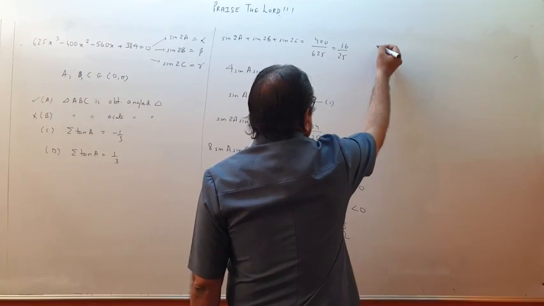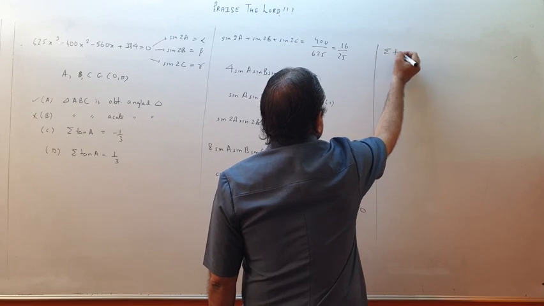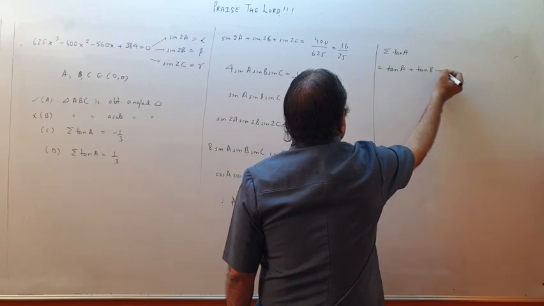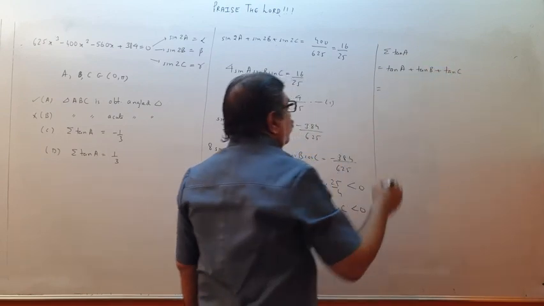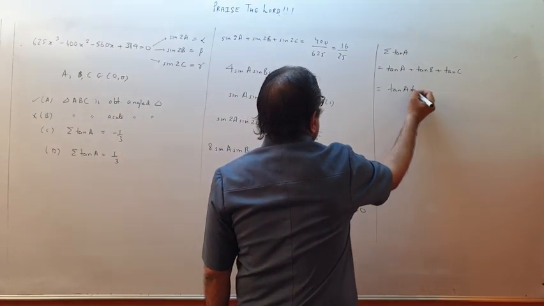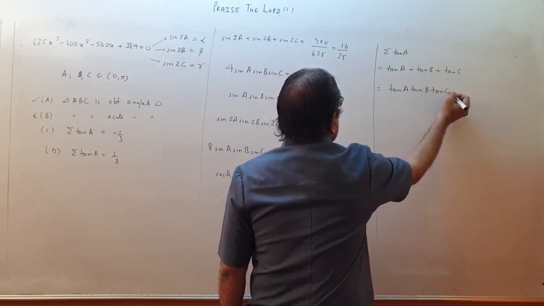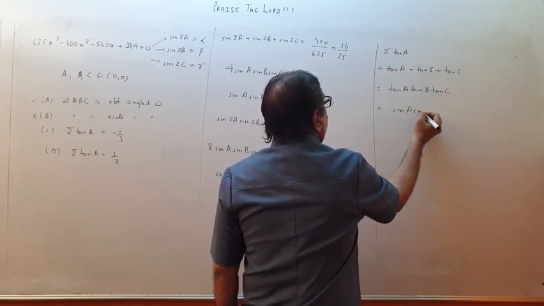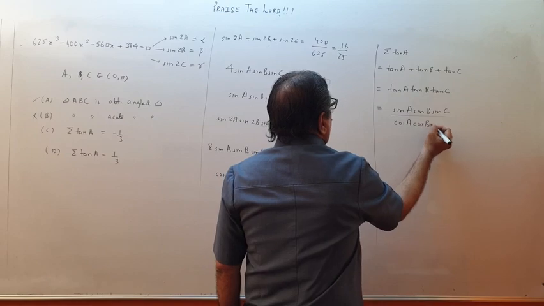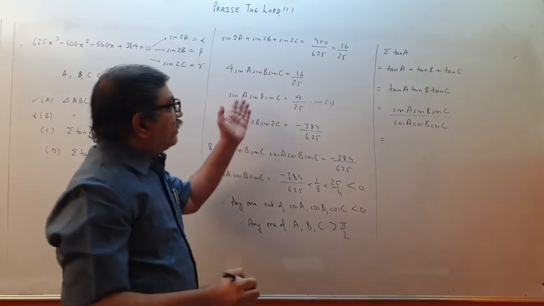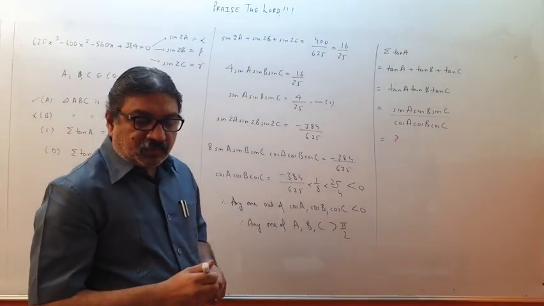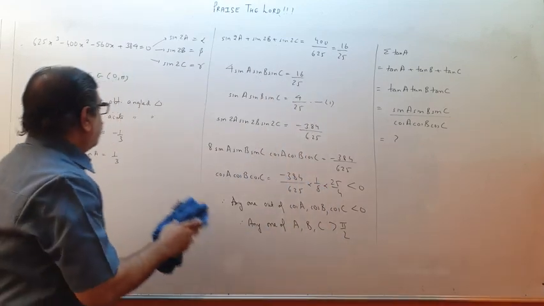Then sigma of tan A, tan B, tan C we want. Sigma tan A means tan A plus tan B plus tan C. Now you know for a triangle, tan A plus tan B plus tan C will be tan A tan B tan C. Now again you should know these quantities. So this is sin A sin B sin C upon cos A cos B cos C. You know sin A sin B sin C, you know cos A cos B cos C, put them, you will get the answer. This will give sigma tan A. Okay children? Fine. Please pause and copy.